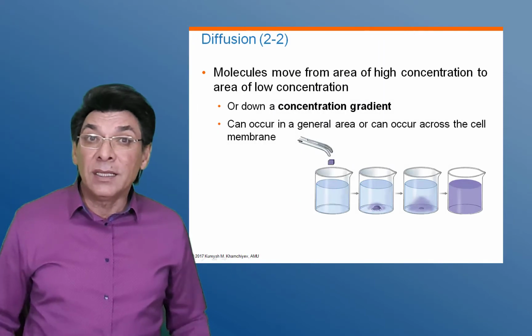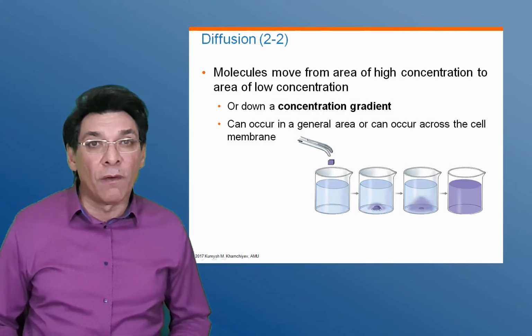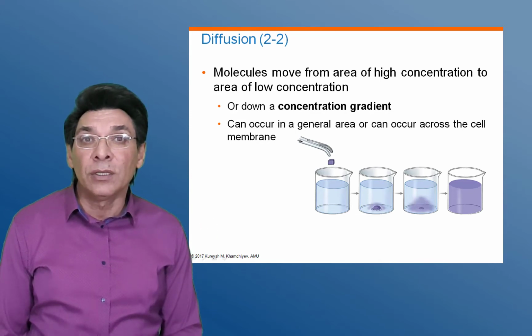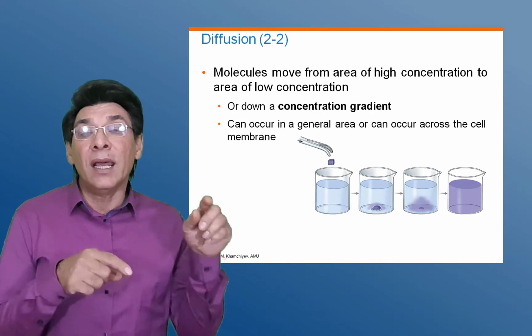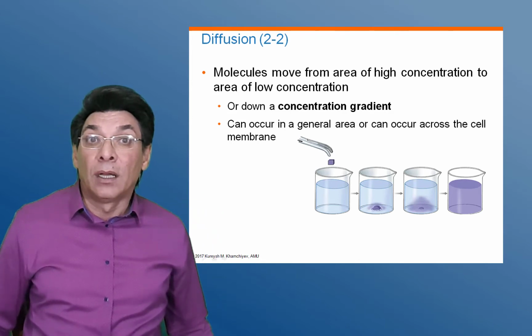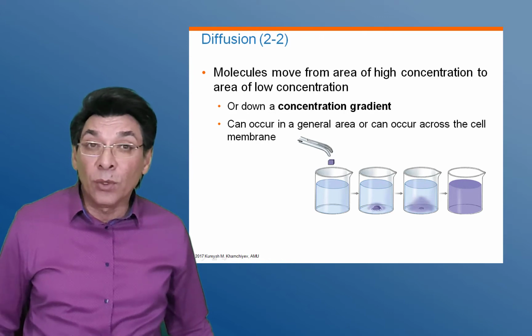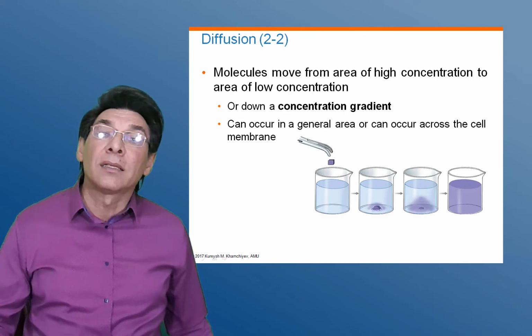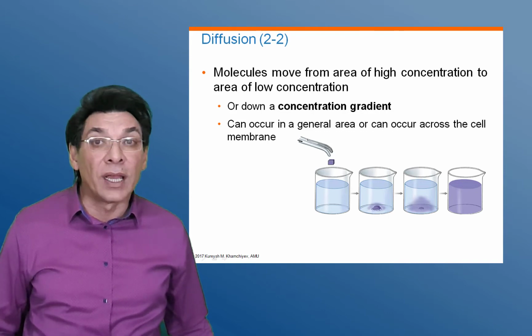Diffusion is the net movement of molecules from an area of higher concentration of that molecule to an area of lower concentration of that same molecule. In other words, it's the movement of the molecule down its concentration gradient.